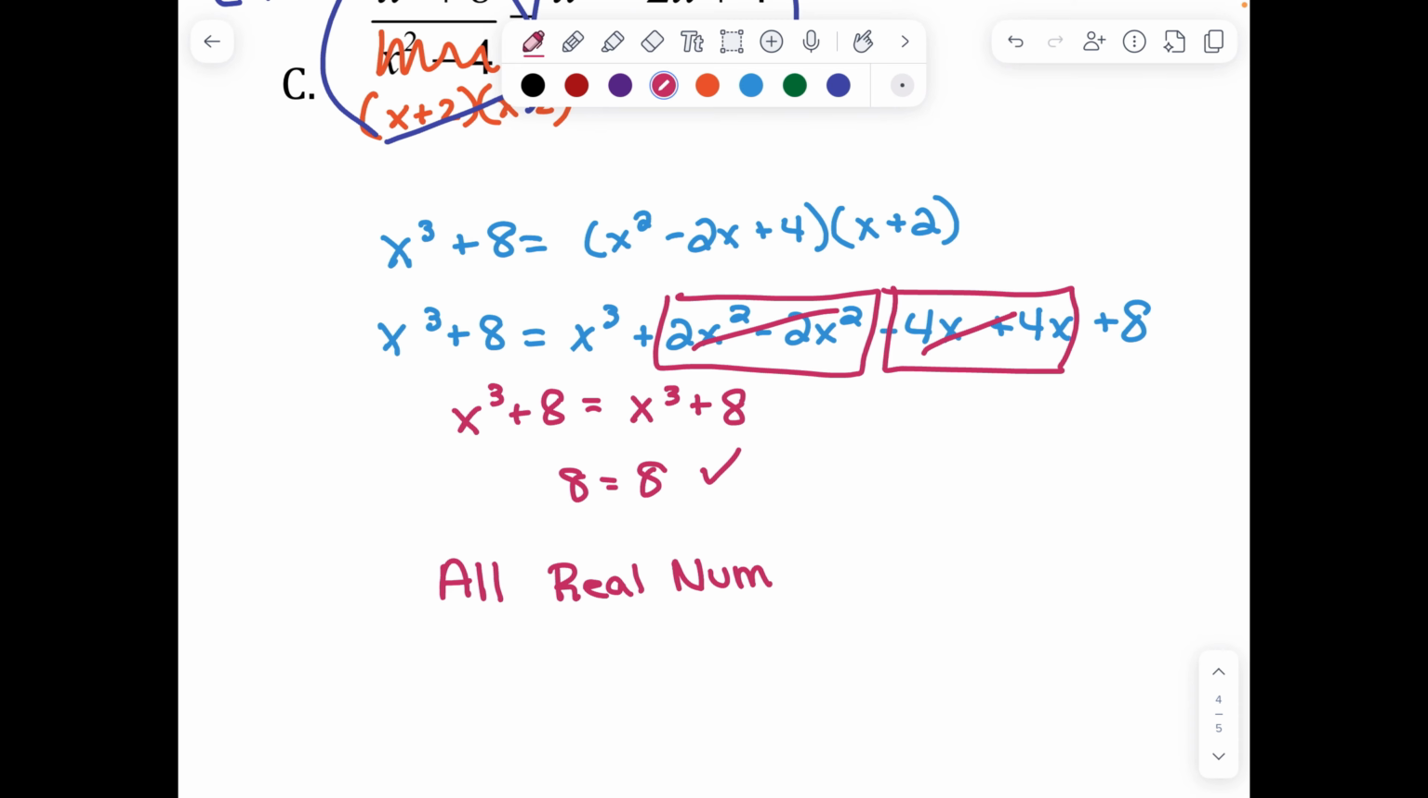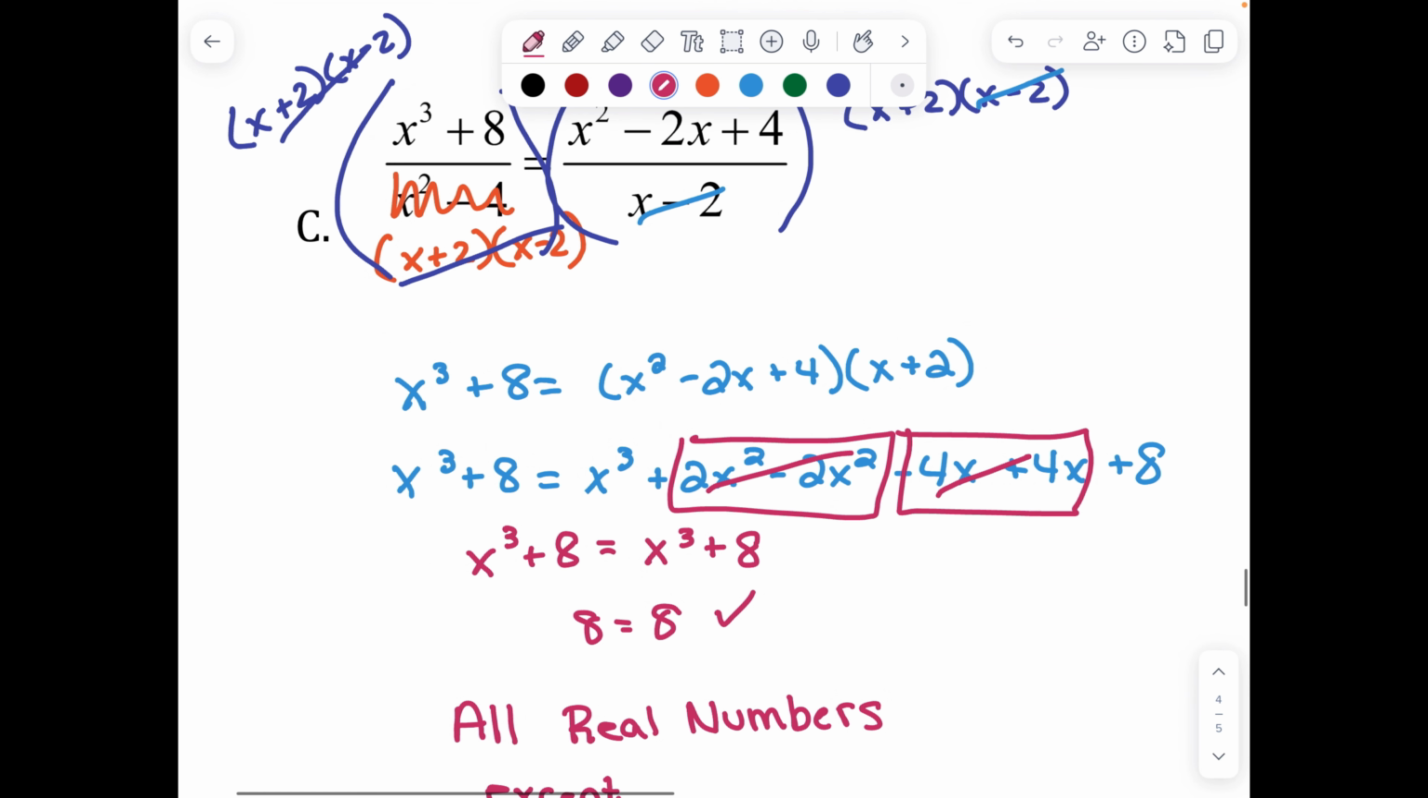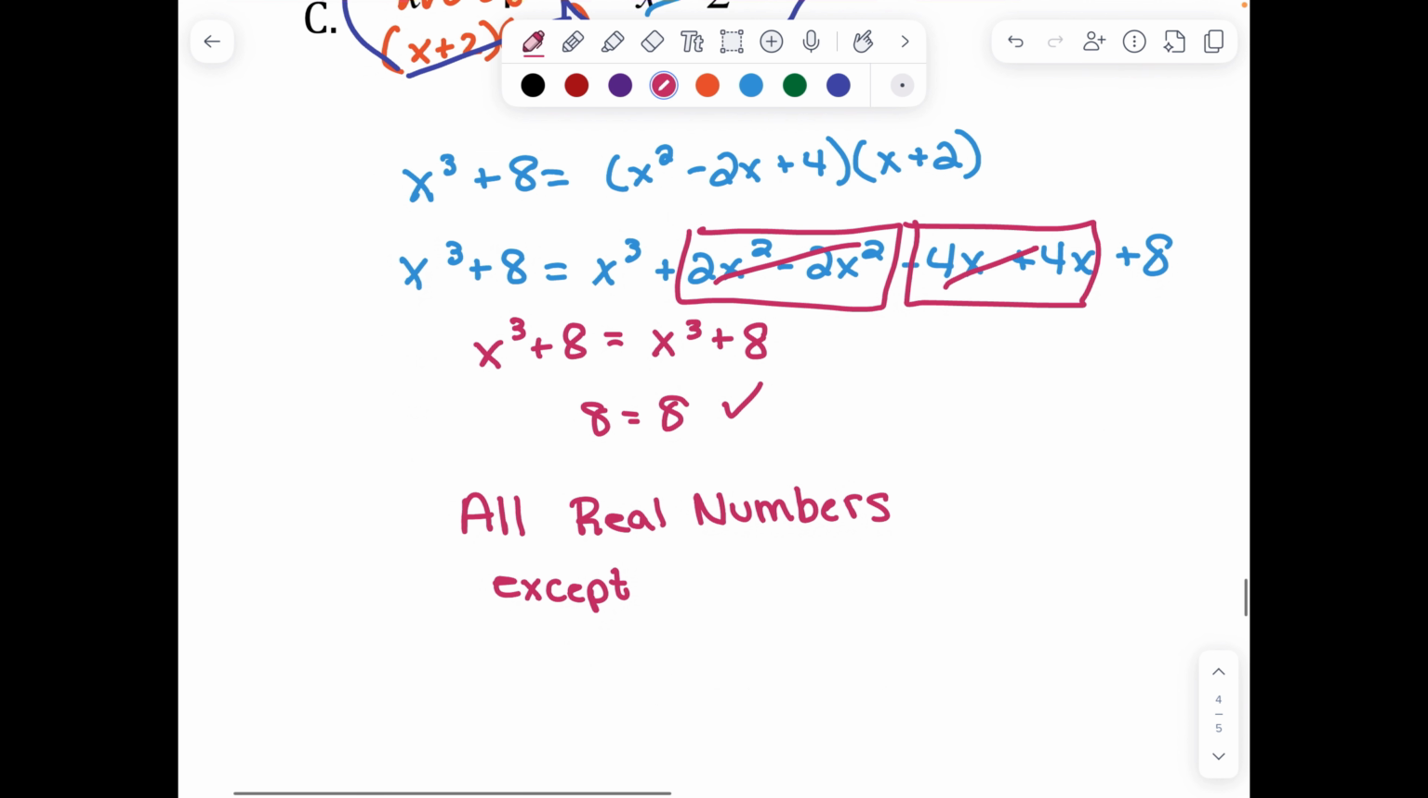But we need to exclude anything that would be an extraneous solution or anything that would be an excluded value. So all real numbers except, what can our denominator equal? Well, it can't equal 0, and having x equal negative 2 or x equal positive 2 would give us 0 in the denominator. So we say x can't equal plus or minus 2.